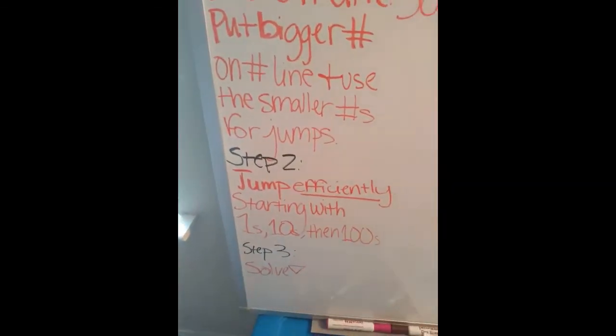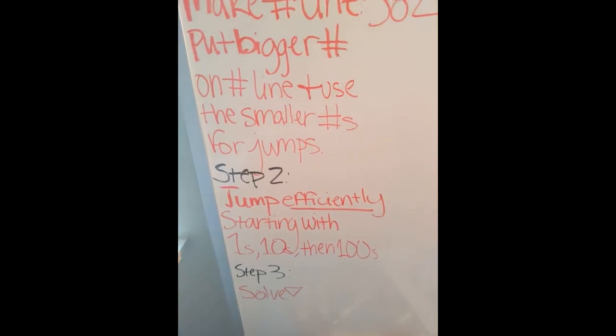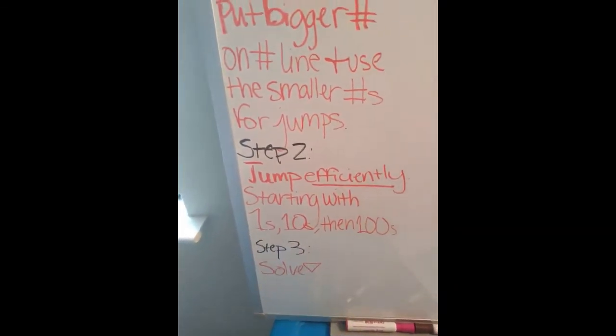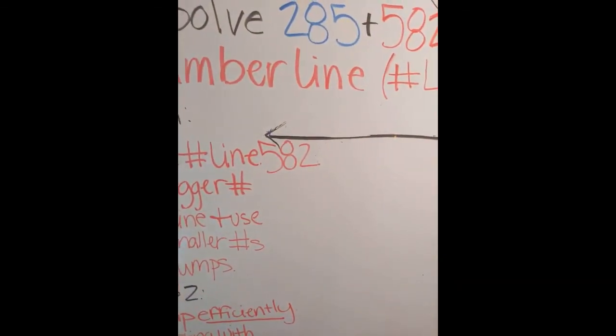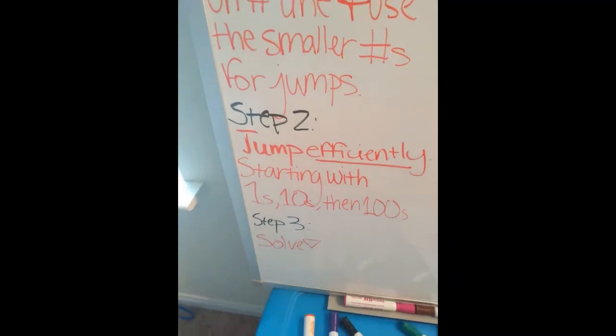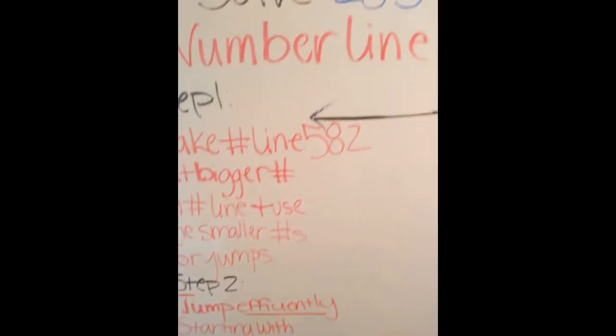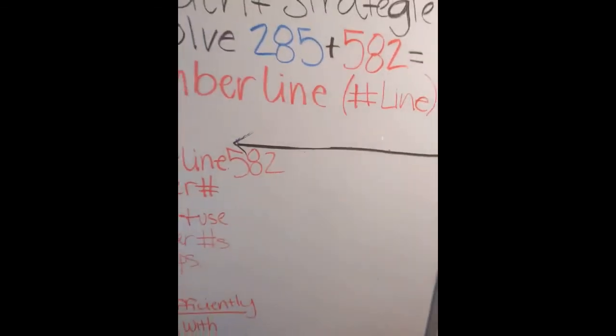to step 2. So if we are to jump efficiently, we're going to do 3 jumps. 1 for the ones, 1 for the tens, and then 1 for the hundreds. We have added our bigger number to our number line. Now we'll move over to step 2. Jump efficiently, starting with ones, tens, and then 100s. So we should have a total of 3 jumps on our number line.